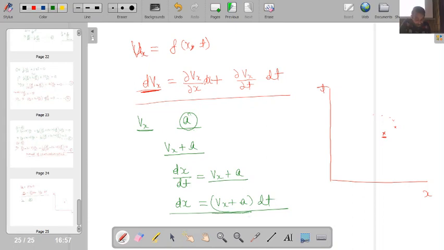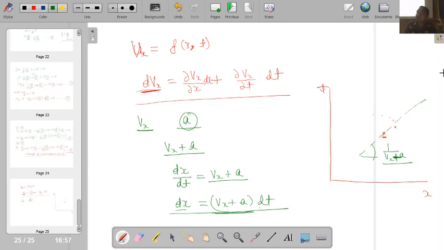So, if I move in the direction of wave motion, then my dx and dt are related parameters. Now what I want to do, arbitrarily I have selected a point over here. On this point, I consider a direction, and this direction has slope 1 divided by Vx plus A. So, this direction is the direction in which my disturbance is traveling on an xt plane.